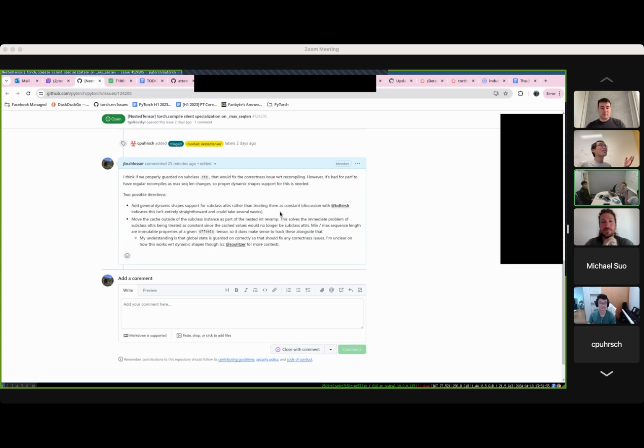So we're allocating a whole tensor struct to store one integer. Yeah, I know, it's terrible, but it works. That works. This is fun. Yeah, I think that's a pretty good idea.